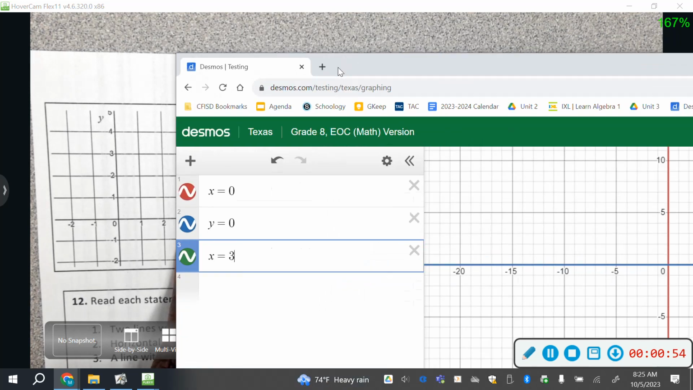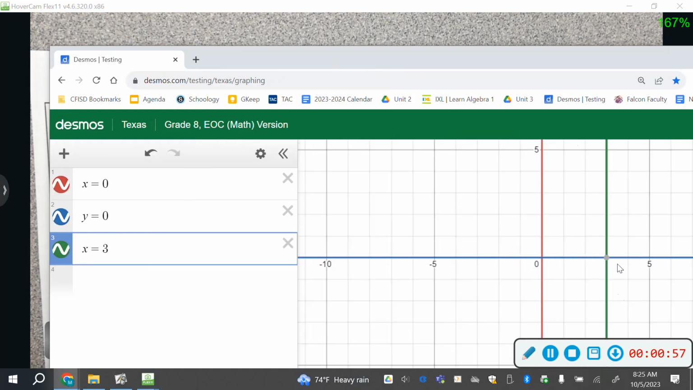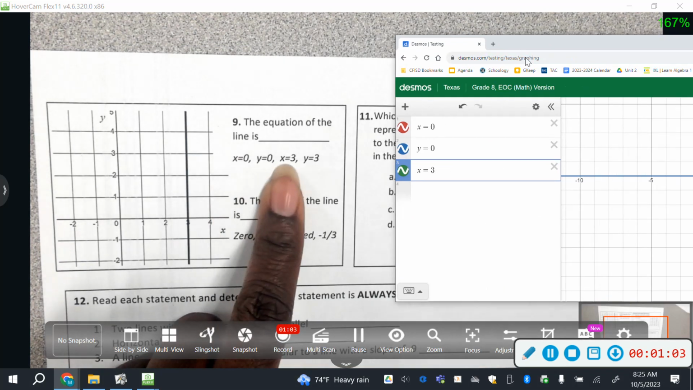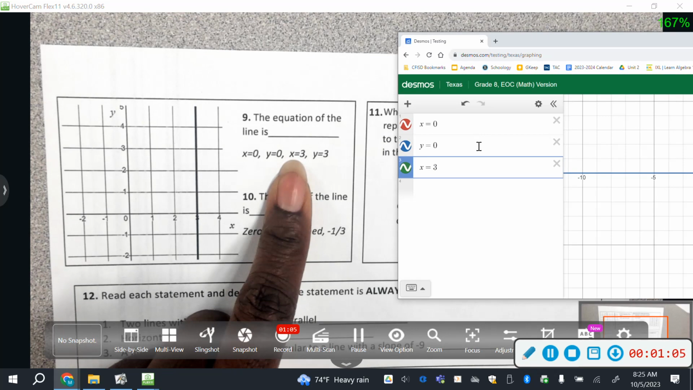Now I'm looking for my green line. Okay, here is a vertical line, and yes, it passes through the 3. So this answer, you should go ahead and circle x equals 3. I'm not circling it for you. I need to make sure you're paying attention.